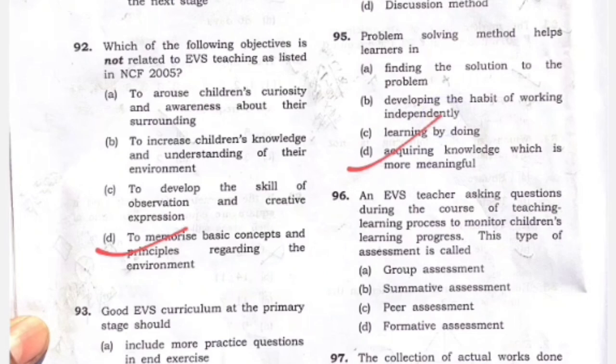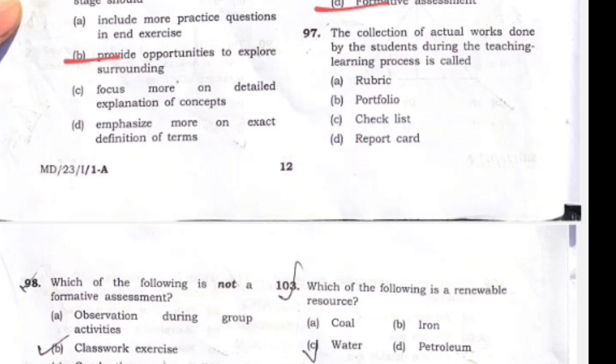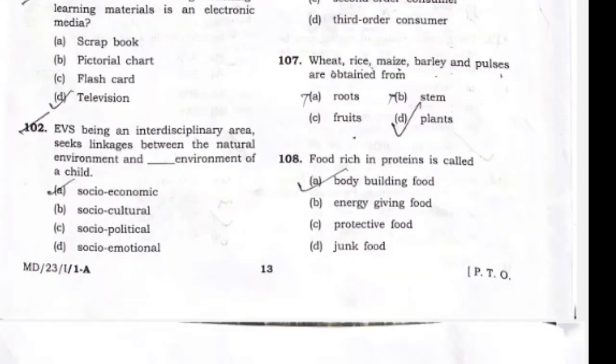Question number 96. An EVS teacher asks questions during the course of the teaching learning process to monitor children's learning progress. This type of assessment is called formative assessment. So D is the correct answer. Question number 97. The collection of actual work done by the student during the teaching learning process is called portfolio. So B is the correct answer. Question number 98.